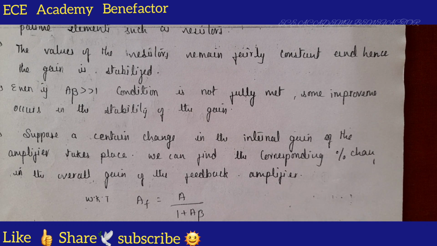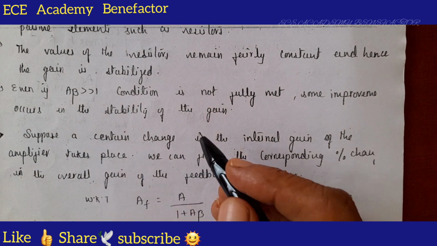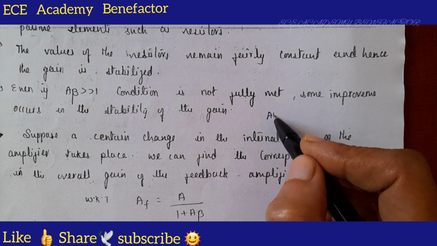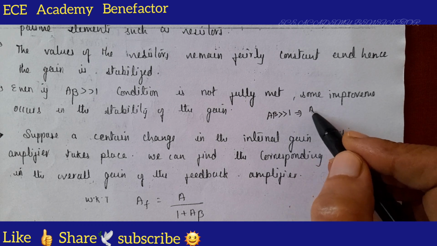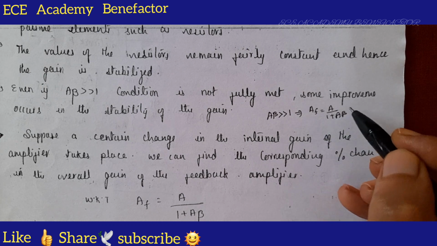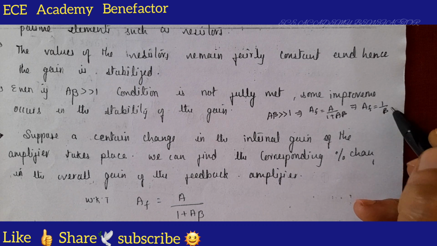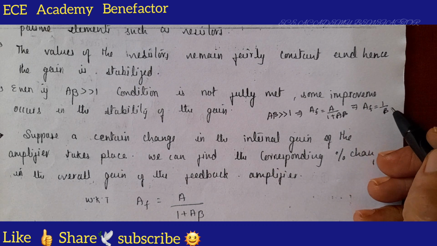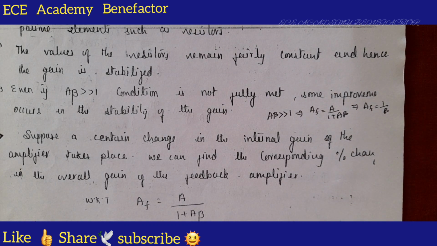But there is another way of understanding this concept of stability of gain. Let us look at the second aspect now. One assumption is that you are making A beta very large compared to 1. So the gain of negative feedback AF is equal to A by 1 plus A beta. By applying this assumption, AF is only dependent on beta, that is, on passive elements, which are more stable compared to this gain A, the internal gain of the amplifier.